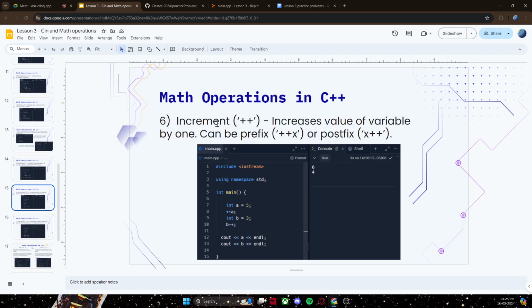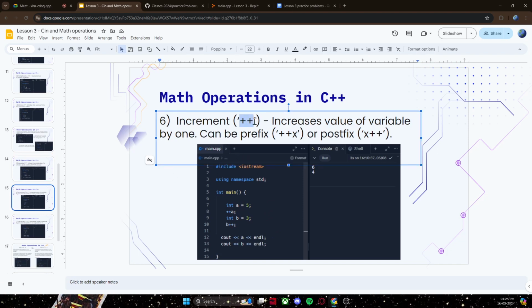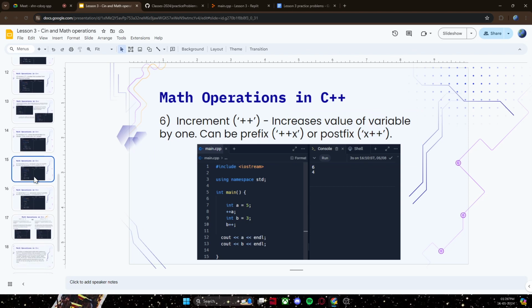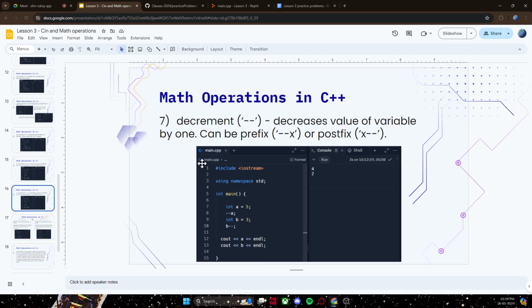Alright, increment. The operator for this is plus plus, and it increases the value of the variable by 1, and it can either be prefix, so before the variable, or postfix, so after the variable. We'll learn more about prefix and postfix in a bit. Also, increments are most commonly used in for loops, so you'd see that soon enough.